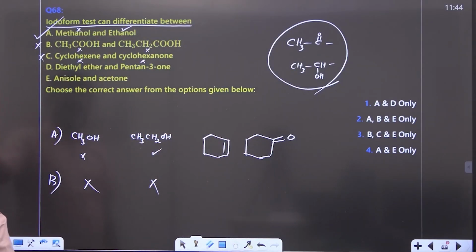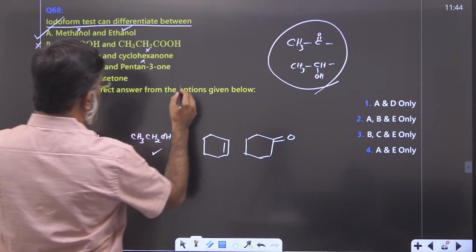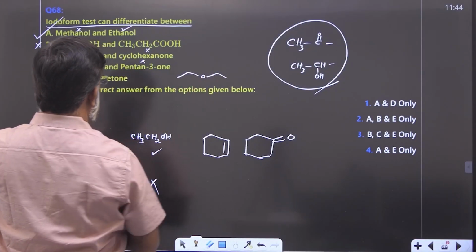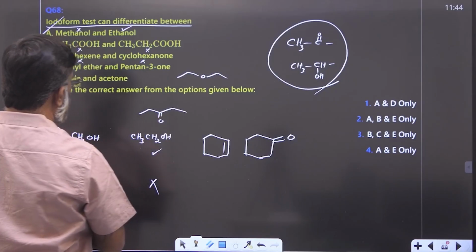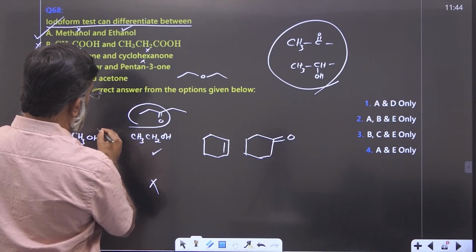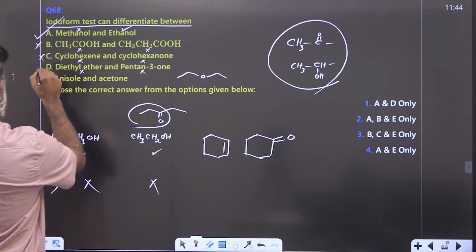Now option D, diethyl ether and pentan-3-one. This is diethyl ether and this is pentan-3-one. This does not contain a methyl keto group. This is an ethyl keto group. So this will not. D is out.